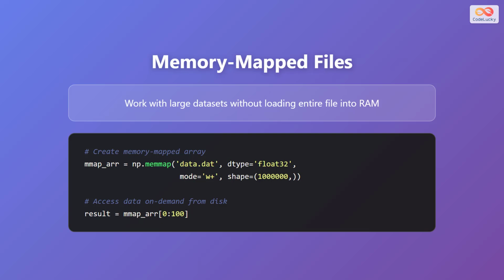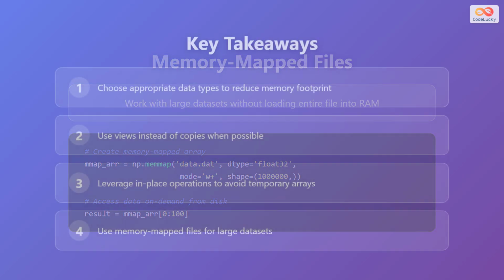When working with extremely large datasets that don't fit in RAM, memory-mapped files are your solution. Memory mapping allows you to work with data stored on disk as if it were in memory, without loading the entire file into RAM. You create a memory-mapped array using NumPy's memmap function, specifying the file name, data type, mode, and shape. The data is then accessed on demand from disk, loading only the portions you actually need. This technique is invaluable for processing datasets that are larger than your available memory.